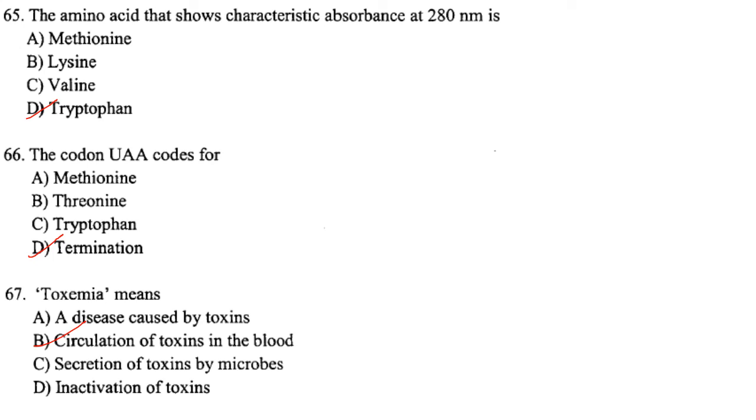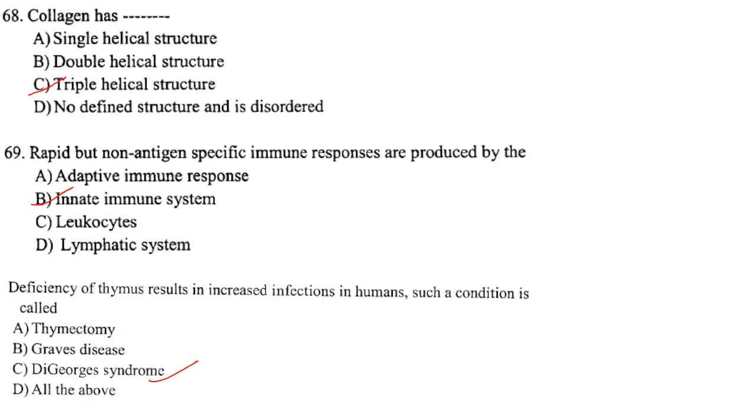Then, toxemia means circulation of toxins in the blood. Answer is option B. Then, collagen has a triple helical structure. Answer is option C. Rapid but non-antigen specific immune responses are produced by the innate immune system. This is a repeated question. Answer is option B. Deficiency of thymus results in increased infection in humans. Such a condition is called DiGeorge syndrome. Answer is option C. Next one.